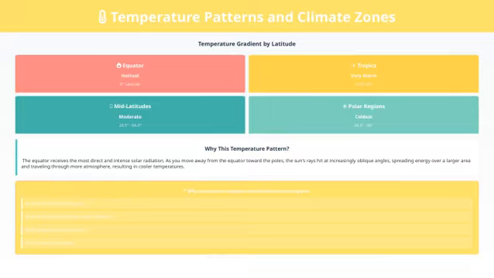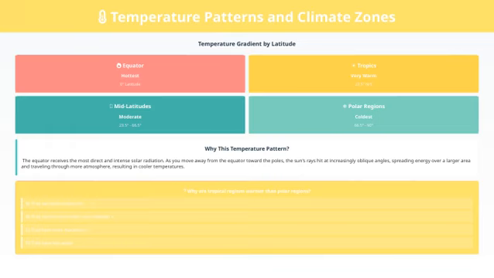Further away from the equator, into the mid-latitudes between 23.5 degrees and 66.5 degrees, temperatures become moderate. This zone experiences more variation and less direct sunlight compared to the tropics. Finally, in the polar regions, between 66.5 degrees and 90 degrees, temperatures are the coldest. Here, the sun's rays hit at very oblique angles, spreading their energy over a larger area and passing through more atmosphere. That results in much cooler conditions.